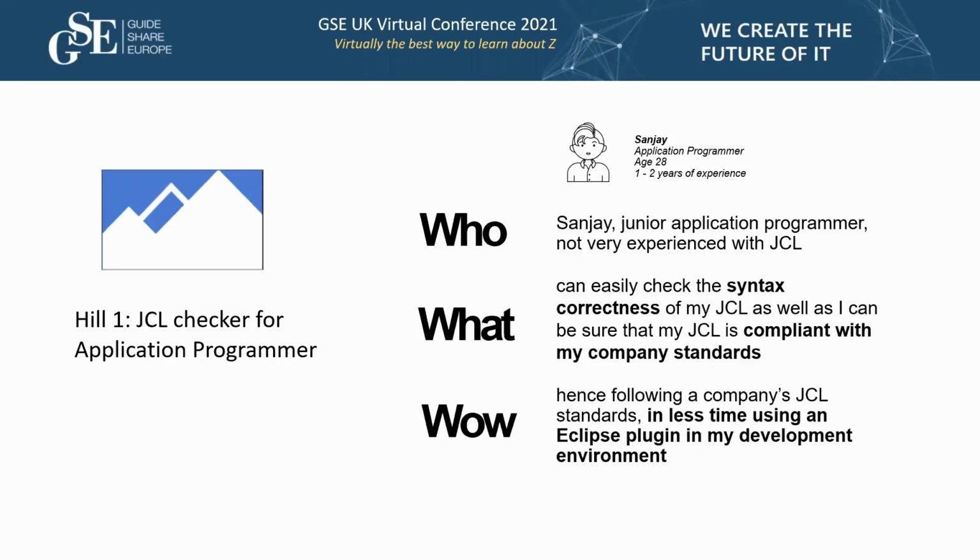So based on those personas, we identified two ills, two problems that we want to solve. For each ill, we always identify the persona affected by the problem, what is the problem the persona is facing, and what would be the solution that would make his or her life easier. In the first ill, the persona is the application programmer or the system programmer who is not very experienced with JCL. The problem is the ability to check the correctness, from a syntax point of view, of the JCL they are writing or updating, and even the compliance with the company standards.